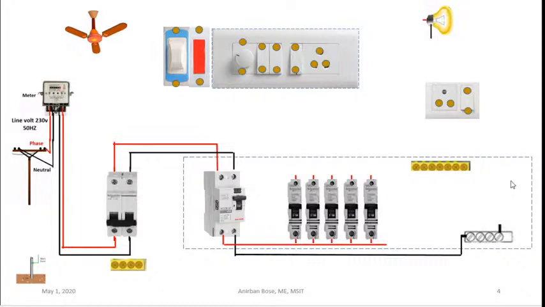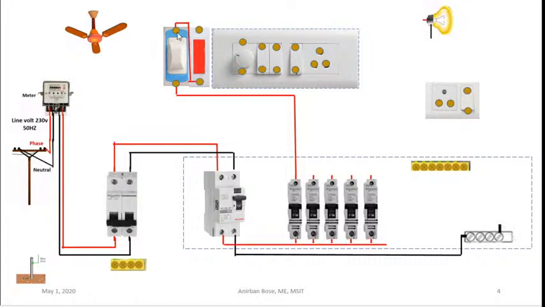Okay. Now how is the power going to the switchboard? From one of the MCBs, let us consider this first MCB, which is controlling this switchboard, or controlling all the loads through this switchboard. So the phase is going to one end of the fuse.